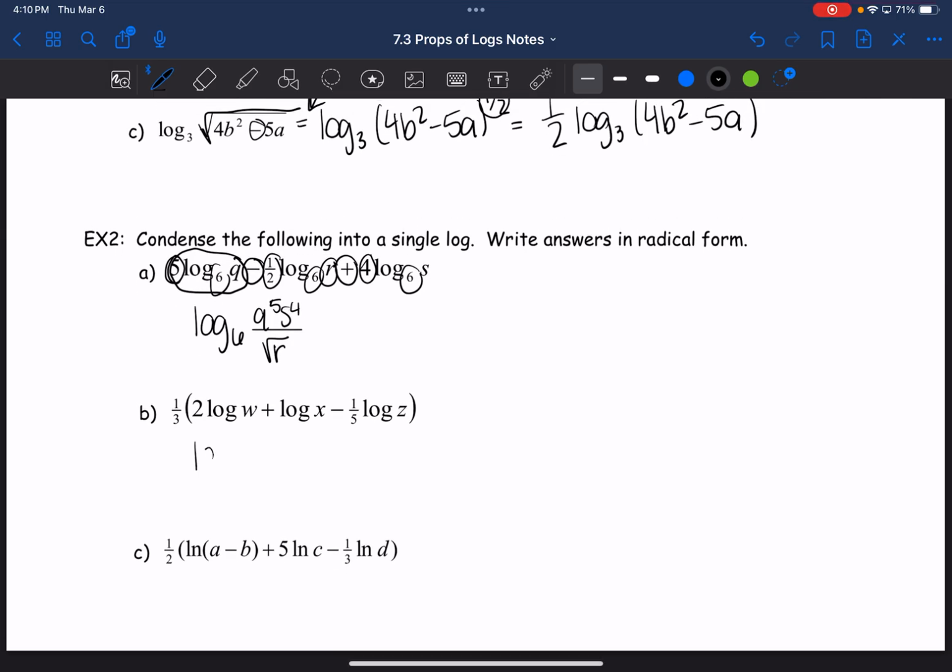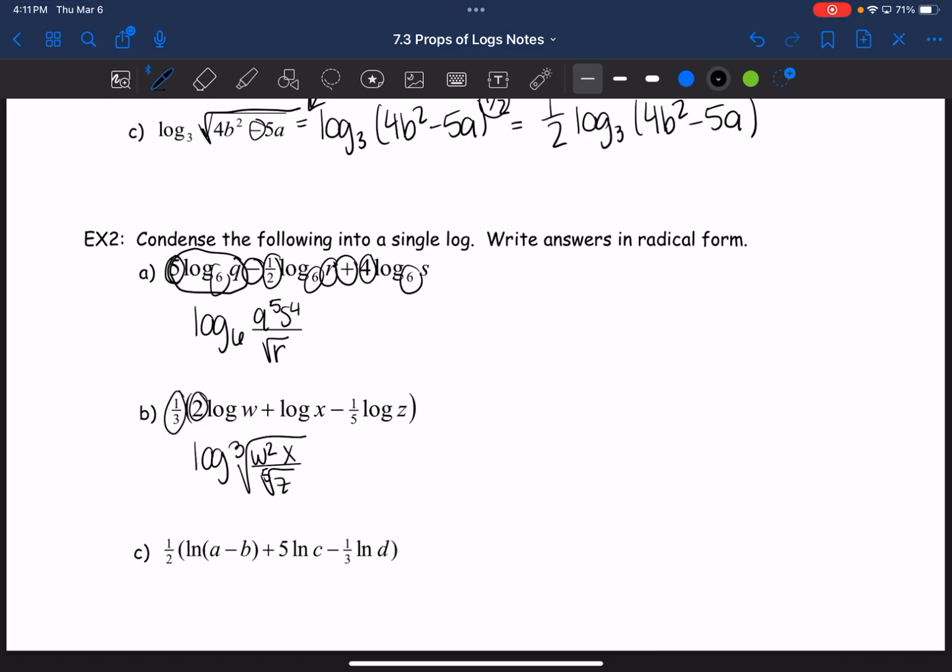All right, for part B, we have that common log base 10. But we do have this exponent of 1/3, which tells us that this entire problem has an exponent of 1/3 or a cubed root. So then I look at my first term, exponent must have been 2, so we'd have w squared. Plus means multiplication, no coefficient, so just times x. Minus means division, so I'd have the 5th root of z in the denominator.